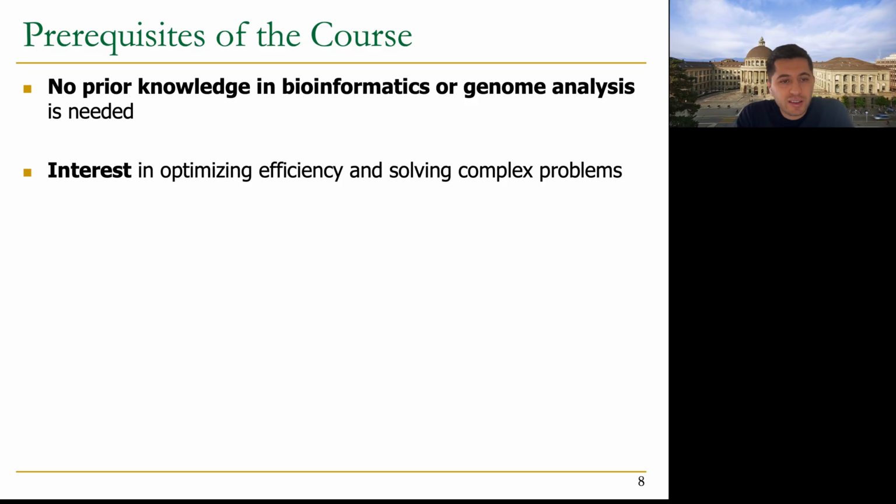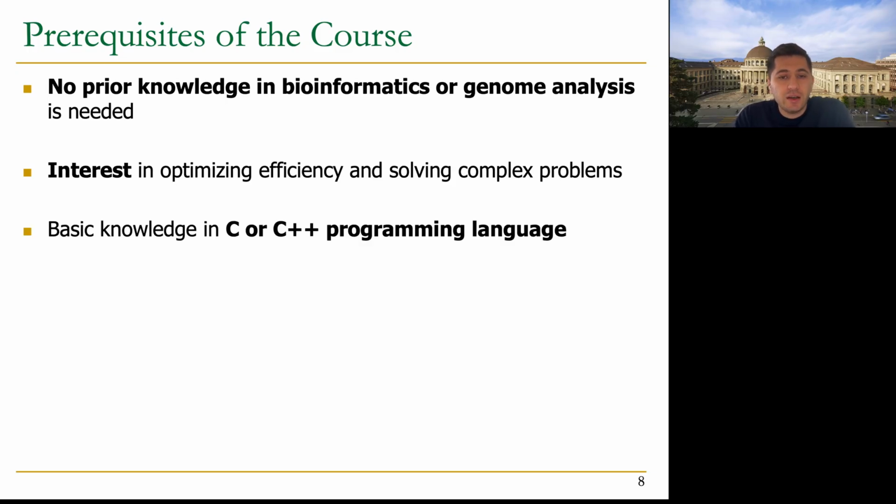But what we require is an interest in optimizing efficiency and solving complex problems. This is not just for bioinformatics, of course, this is for any research problems. It is really required that you have an interest in what you're doing so that you can make good progress. It is really good if you have a basic knowledge in C or C++ programming language, or maybe in Rust, or maybe in Python.